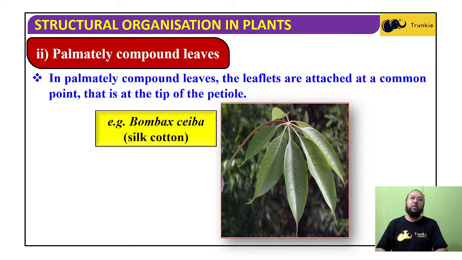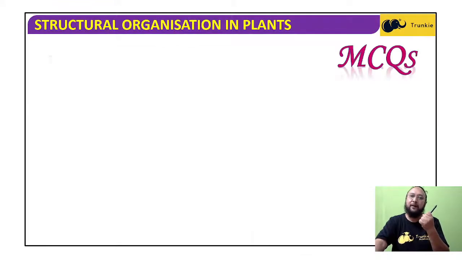Like Bombax ceiba, silk cotton, the leaves are forming from one central region. In a palmately compound leaf, the leaflets are attached to a common point, a central point, and that is at the tip of the petiole. So from the tip of the petiole, the leaves are originating in a bunch or a group. So that is called the palmately compound leaves. Example is Bombax ceiba.